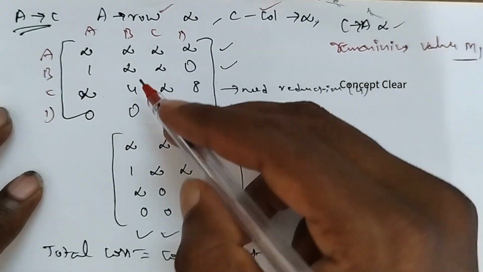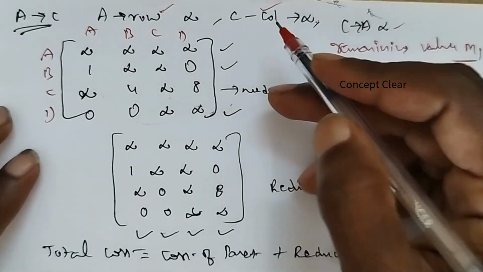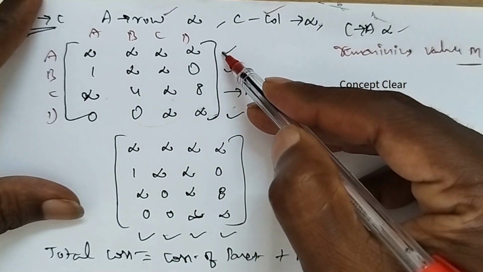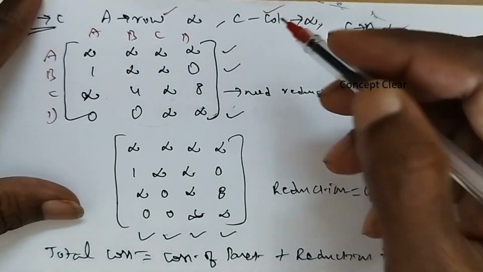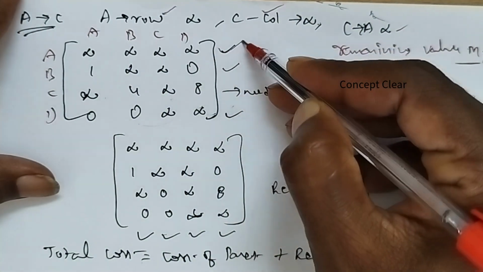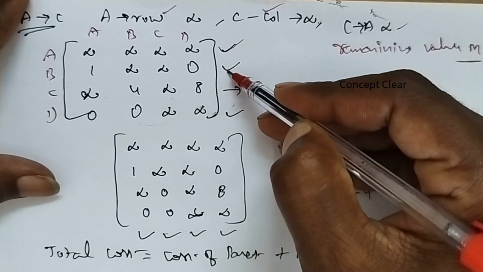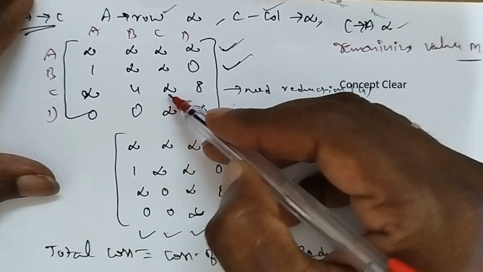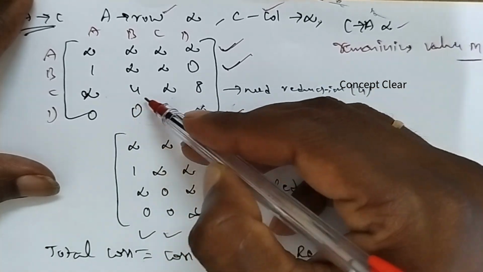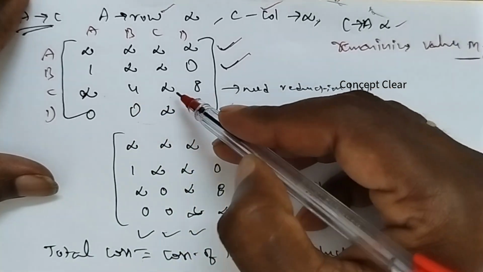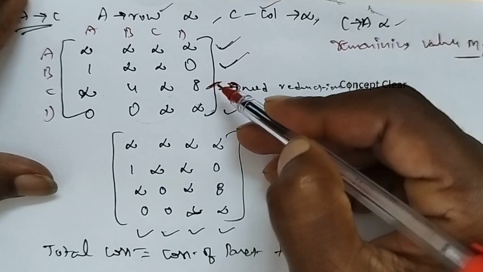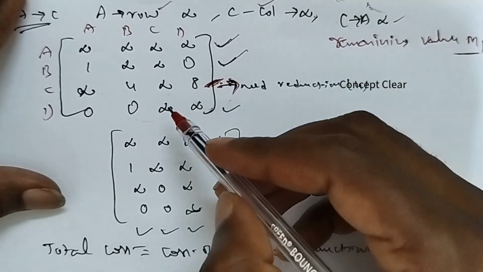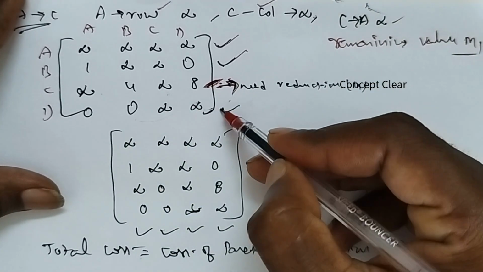After taking these values, I have to check two conditions: the entire row should be infinity or any value should be 0. Then there is no reduction. Here all infinities, there is no reduction. Here 0 is available, so no reduction. Here there are all infinities, and also there is no 0 value, so we have to perform reduction here. Okay. What about the last column? Here 0 is available, so it is also valid.